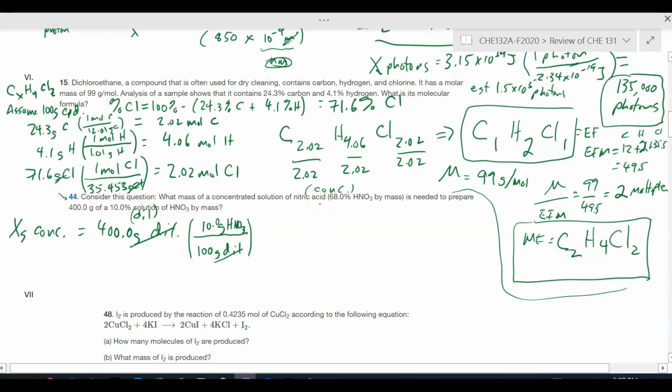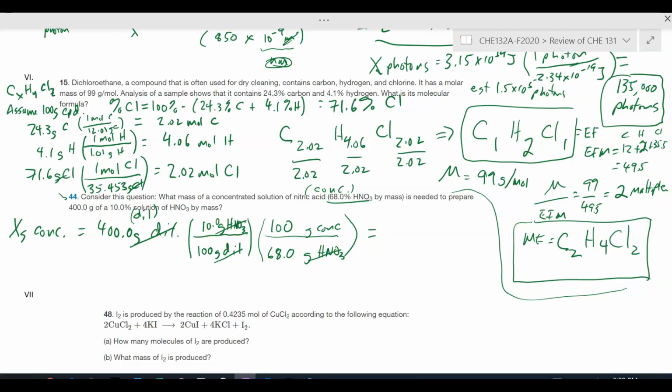Now, next up, we're going to need to go from grams of nitric acid to grams of concentrated. So we're going to use this percentage now, and now if I have 100 grams of the concentrated solution, it's going to contain 68 grams of nitric acid. And so that should give me the answer in terms of how many grams of the concentrated solution I need. All right, so we have 400, 100 and 100, we can cancel those out. That's easy enough. 400 times 10 is 4,000. 4,000 divided by 68.